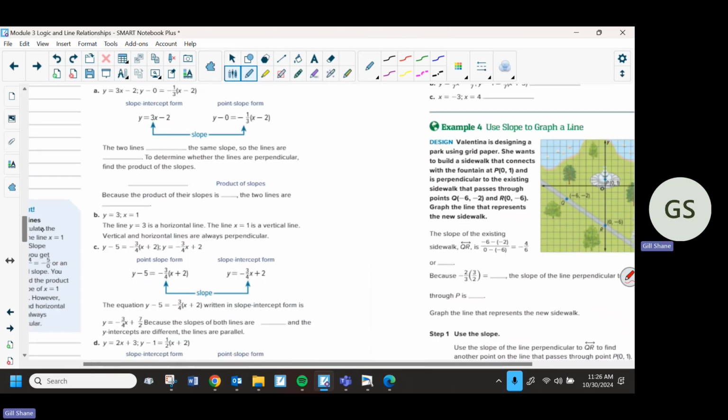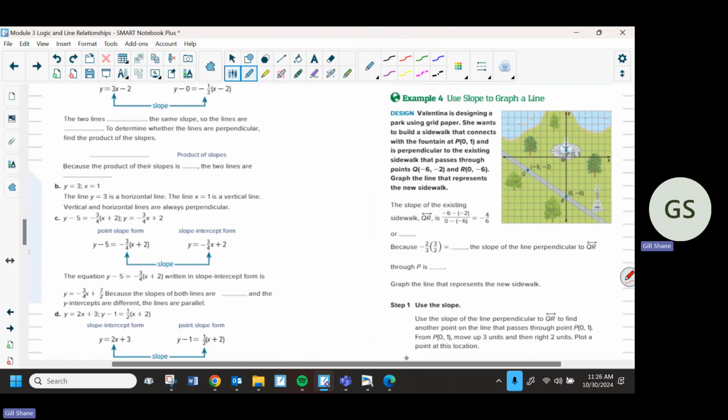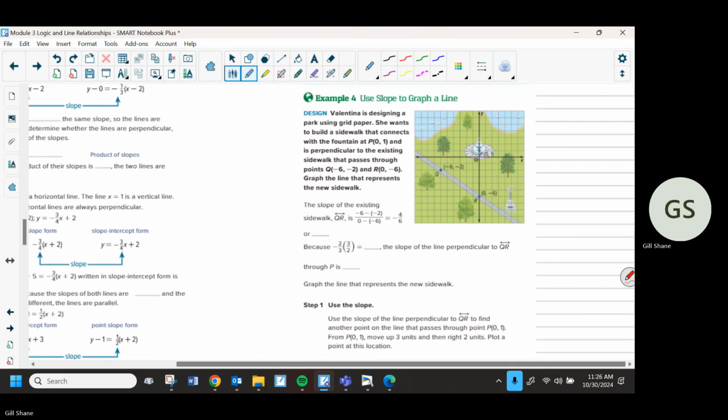Oh, there it is. So example 4. I don't know the page number, but just keep going forward until you get to example 4. This is a very visual thing. So again, as long as you remember what I just told you about perpendicular slopes, this one's really not too bad.